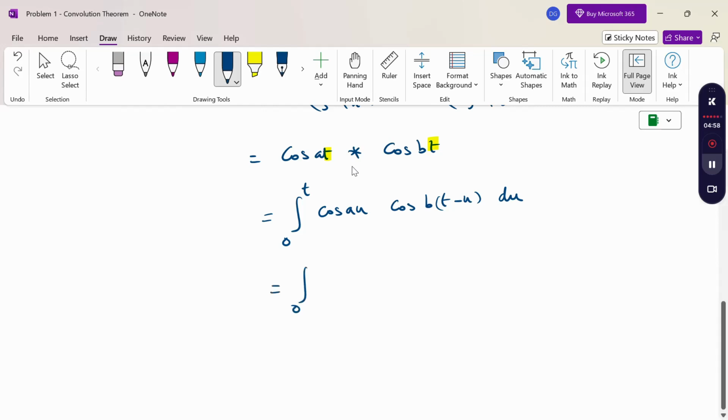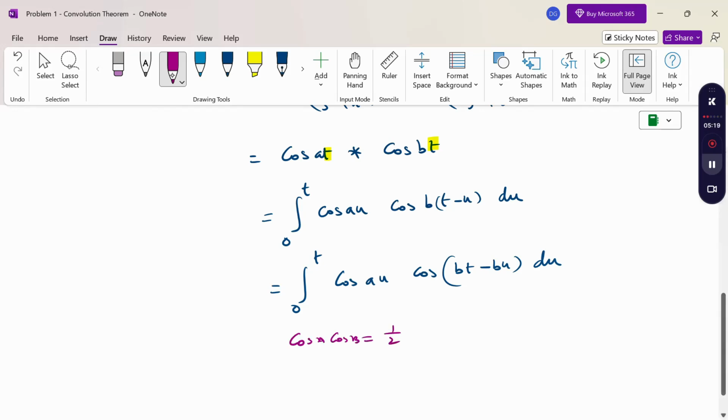Now integral 0 to t, cos au, cos bt minus bu into du. Now we should integrate this, but the product of two functions is difficult to integrate. Therefore, use the formula cos a cos b is nothing but 1 by 2 of cos a plus b plus cos a minus b. Use this formula.